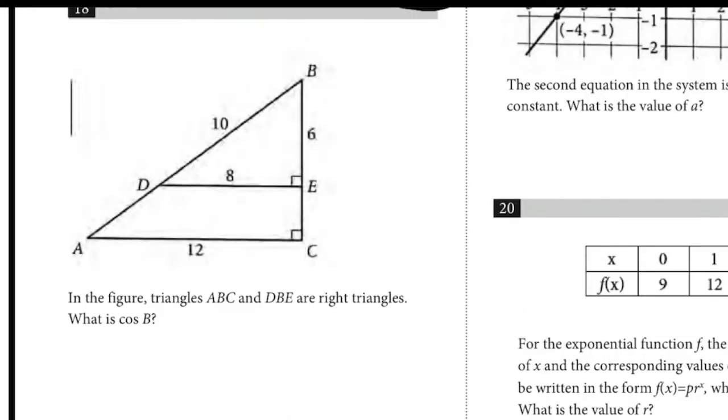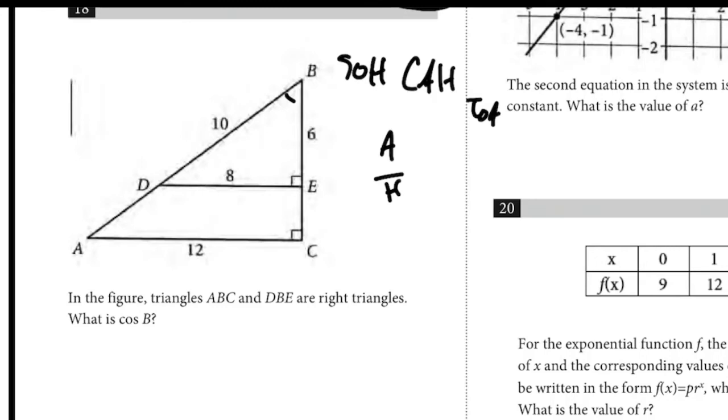All right, for question 18, we have in the figure triangles ABC and DBE are right triangles. What is cos B, right? So here cos B is, SOHCAHTOA, right? We're going to use this. Cos, so it's adjacent over hypotenuse. So A over H, right? So cos B, that means it's going to be BC over AB, right?